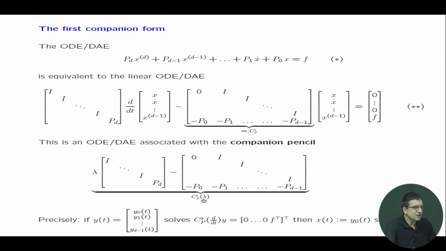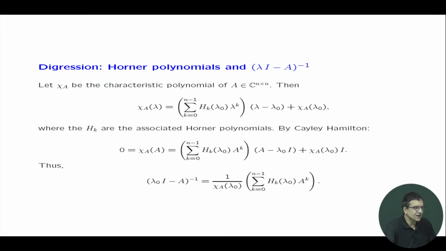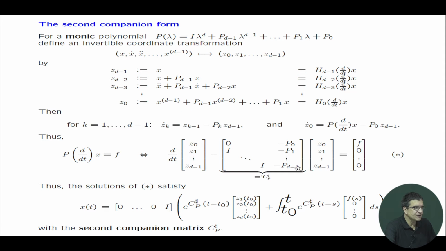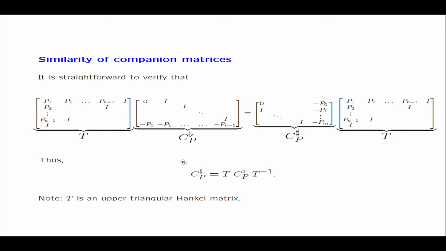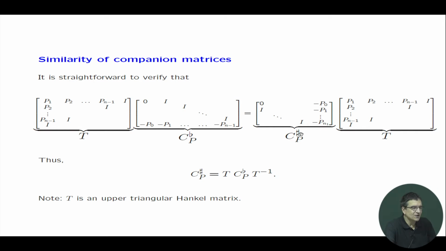But this is not the only way to rewrite this equation of higher order and bring it into a DAE of first order. There are other possibilities. And here is the second companion form. Here I only know how to do it if the leading coefficient is the identity matrix. So if somebody in the audience knows how to do it in general, please tell me. Yes, and there's a similarity between both companion matrices.